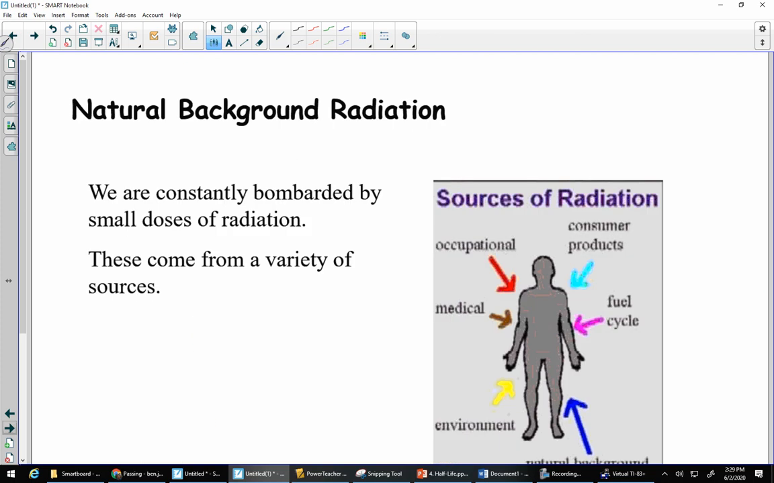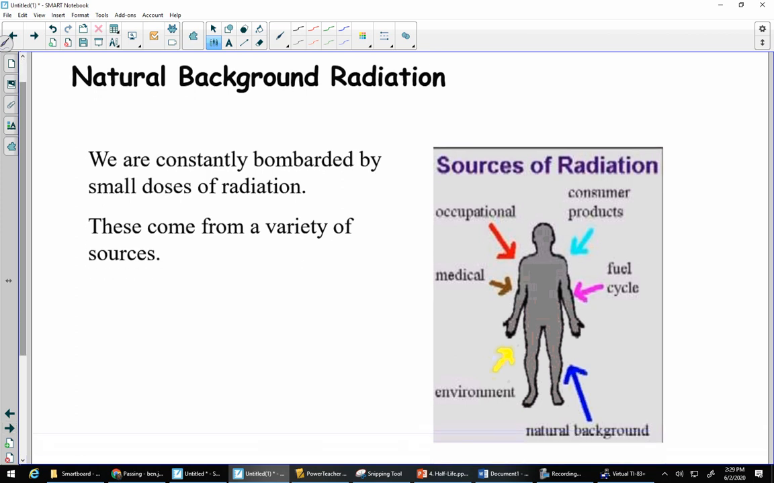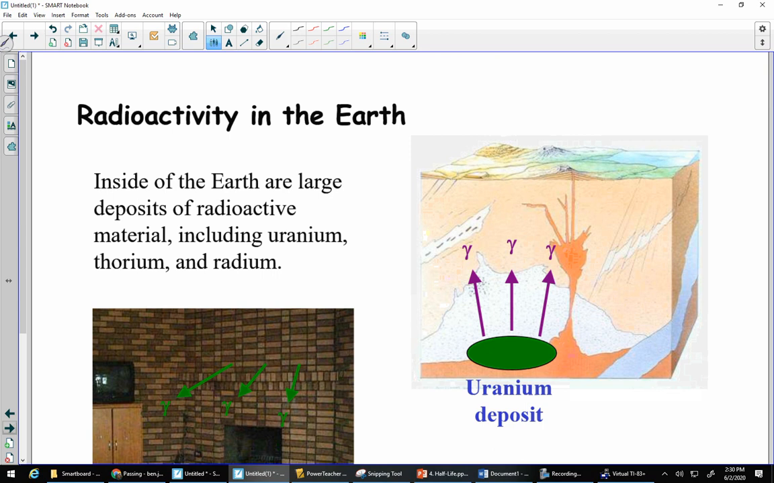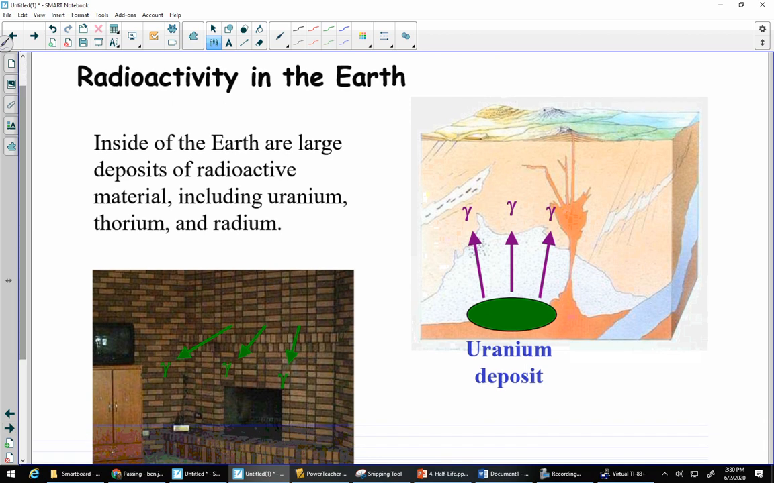When we're talking about this radiation, we've actually got a ton of natural background radiation. Our body is constantly bombarded with small doses of radiation, which, when you think about that, is not typically thought of in the same sentence as a healthy lifestyle. But we've got it from our occupations, from medicine, from the fuel cycle, from consumer products, from the environment, from natural background, all kinds of different things. Some of it just even comes from the earth.